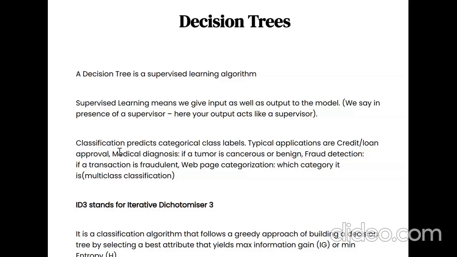Classification predicts categorical class labels. And the typical applications are credit loan approval, medical diagnosis, if a tumor is cancerous or benign. So these are the two classes, cancerous or benign. Fraud detection, that is if a transaction is fraudulent or not, yes or no. So these are the classes. Web page categorization, which category of web page it is. So this could be a multi-class classification.